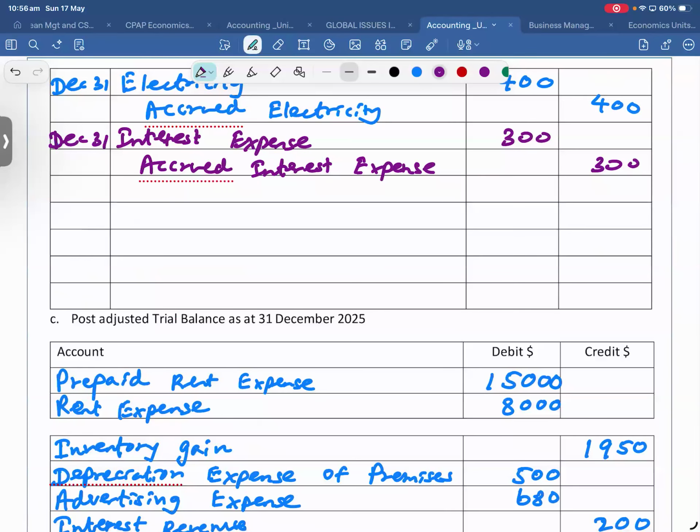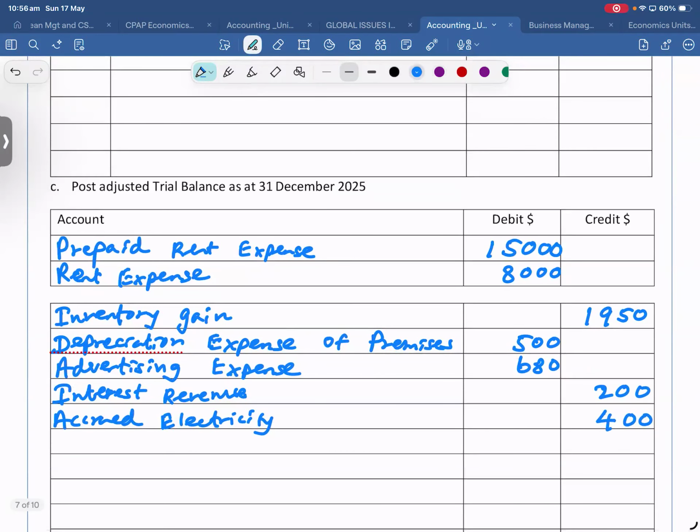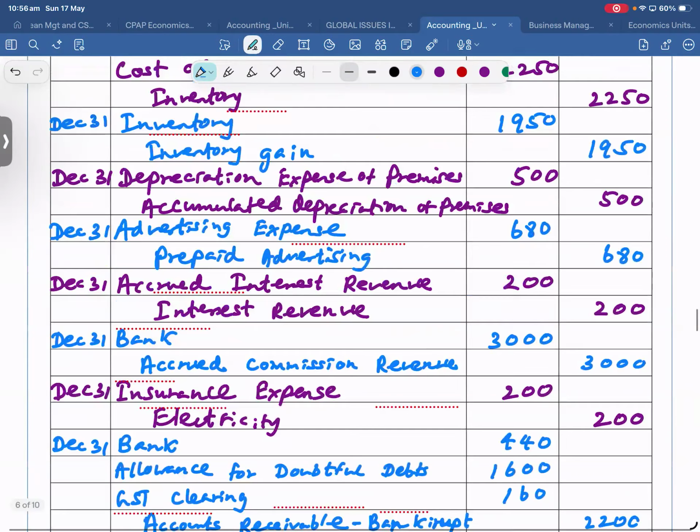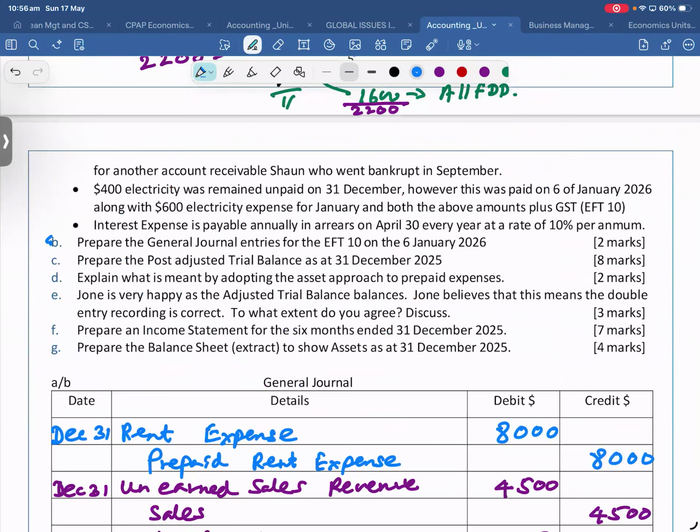And then let's open up the interest expense account. Interest expense, 300. Right. Make sure it's debit. Right. Next one. That's it, guys. That's the last one. Yes. But before that, remember that we have to do one more thing. What is it? Part B. What's the part B? This one. Prepare the general journal entry for EFT 10. This is the EFT 10.